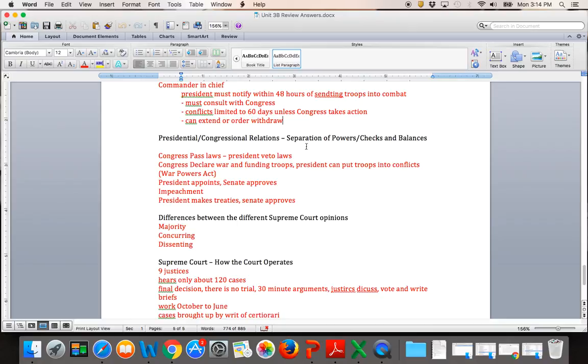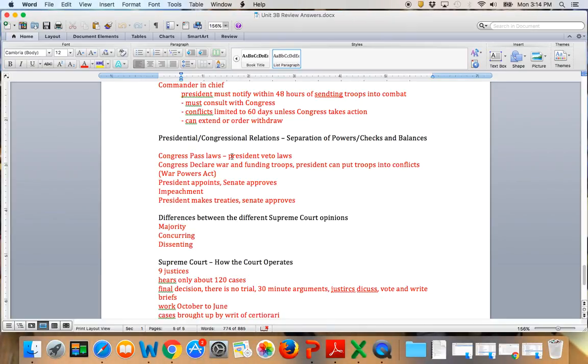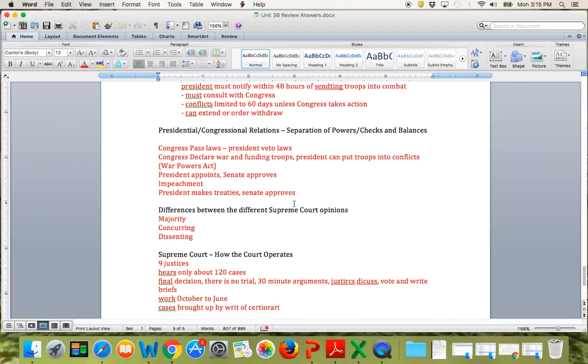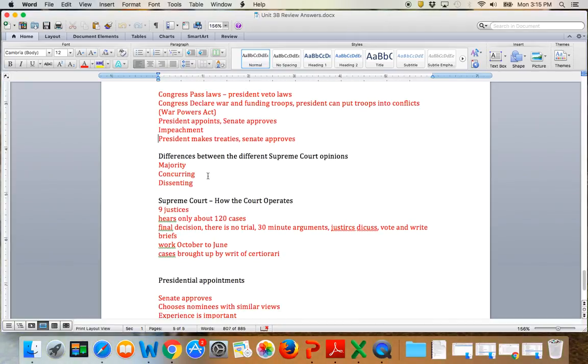Presidential congressional relationships, so you have separation of powers, checks and balances. Congress can pass laws, President can veto those laws. Congress can declare war and fund troops, President can put troops into conflicts. President appoints, Senate approves. Senate and the House have the power to impeach. The President has the power to make treaties, but the Senate must approve. You need to know the three different types of decisions that the Supreme Court makes: majority, concurring, and dissenting.